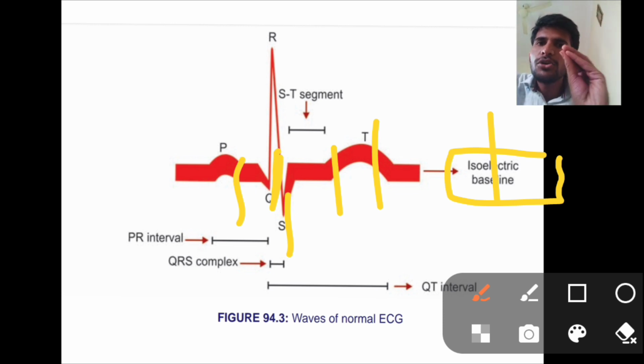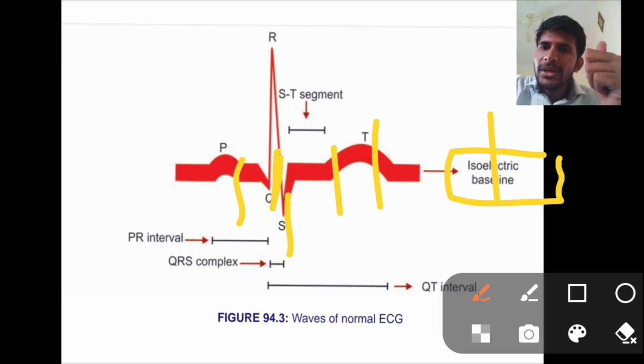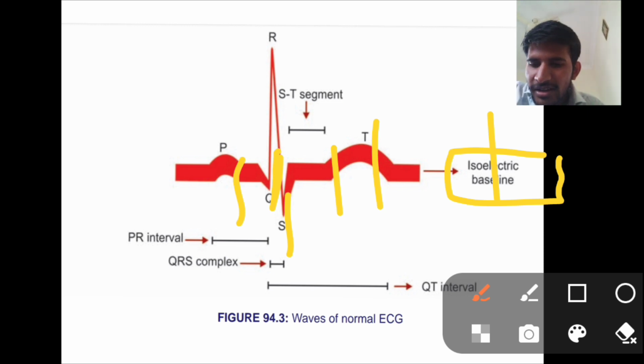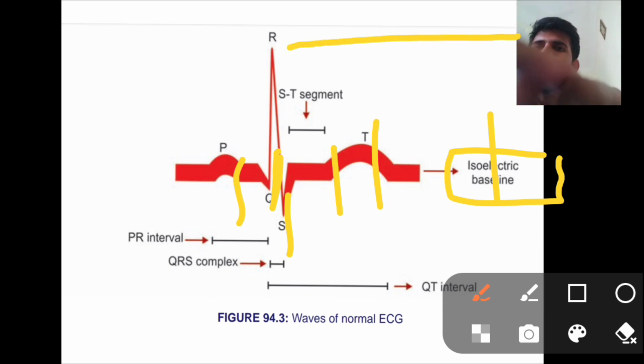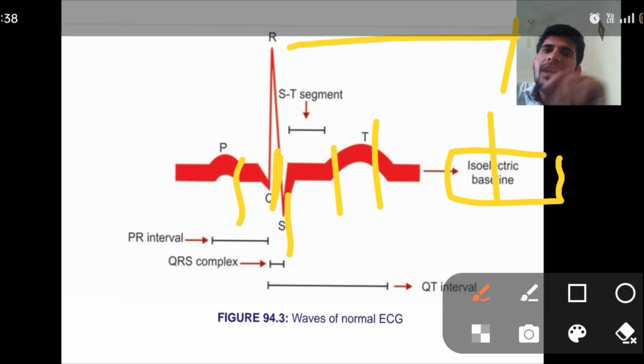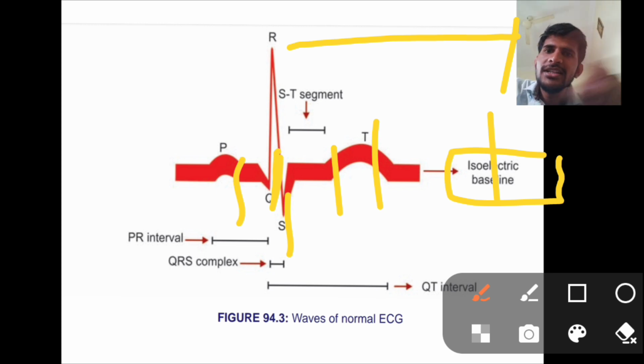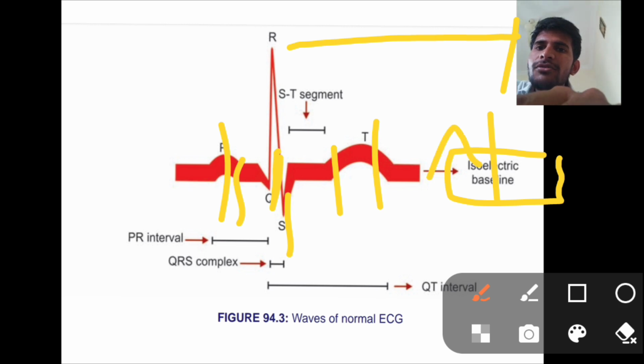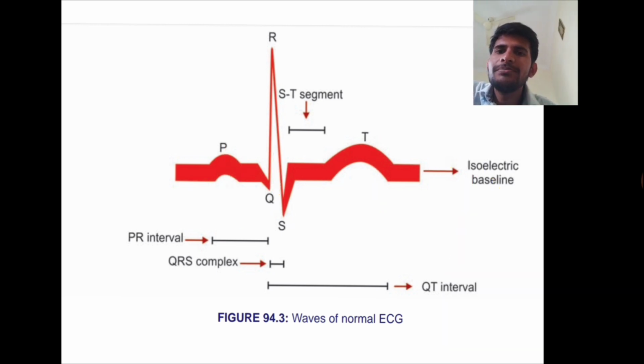Another are intervals. There are totally five intervals. I will name them. PR interval, which covers the P wave, P and R. ST interval. Next is QT interval. RR interval means the interval between one R to the next R. Next is PP interval, from one P to the next P. Totally there are 3 waves, 3 segments and 5 intervals.